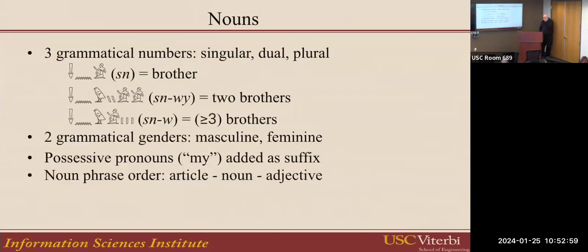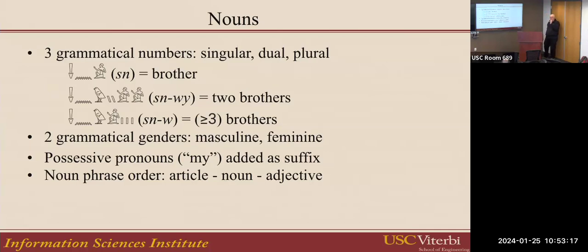So we have nouns. Finally, Egyptian has 3 grammatical numbers: singular, dual for 2, and plural. And plural is 3 or more. And you have that in a few languages. In Arabic, I think, has a dual, right?